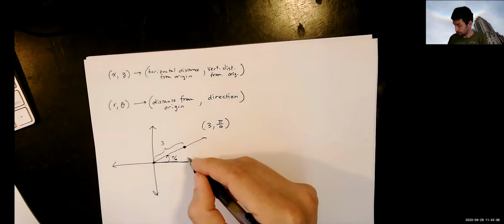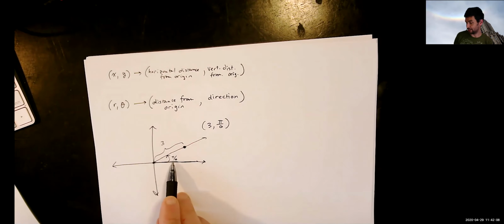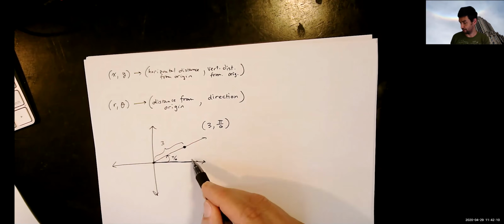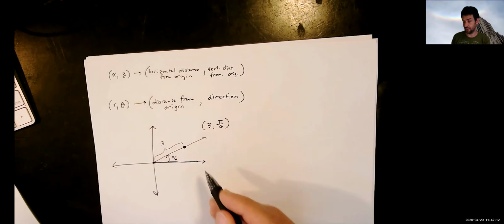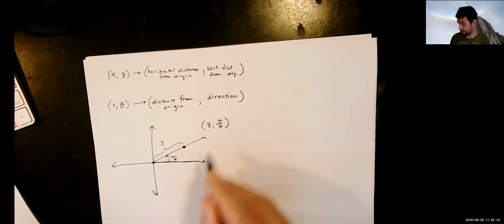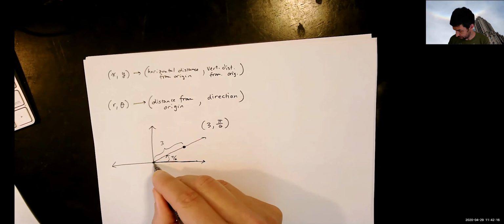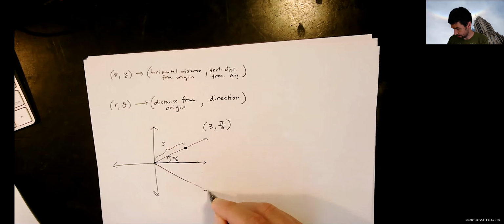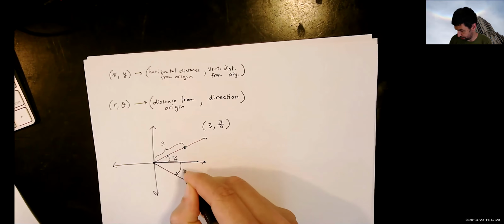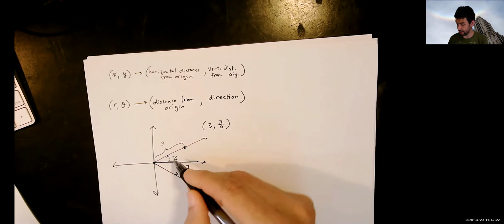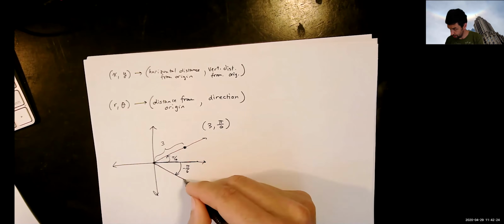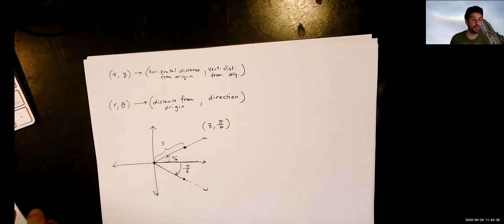Our couple of things to remember: theta, again, counterclockwise is positive. If I had negative pi over 6, I could move in this direction. So pretend I made that exactly the same angle going down. We'd still move out 3 units.